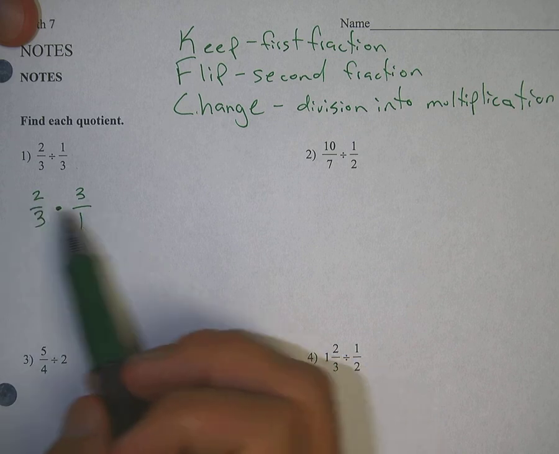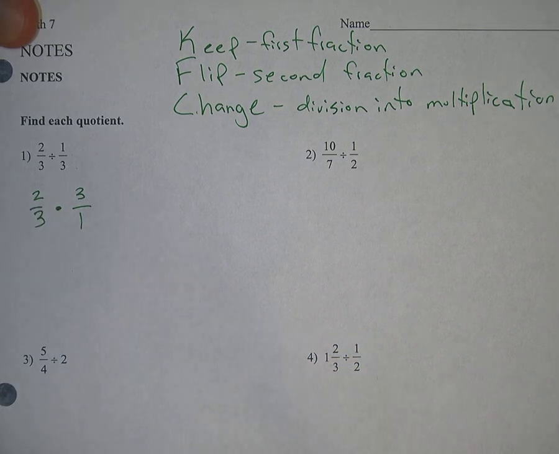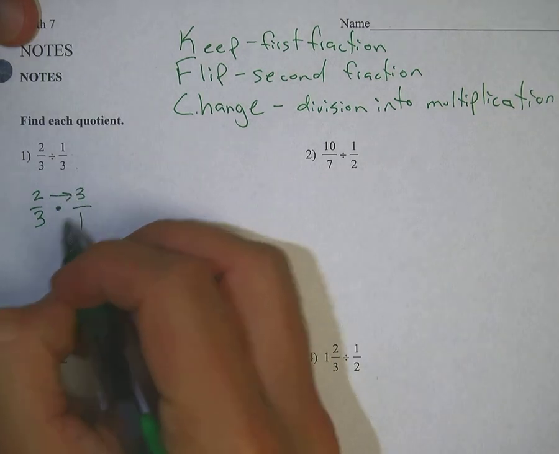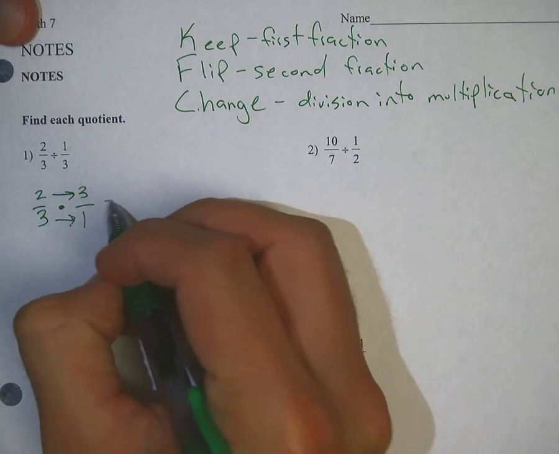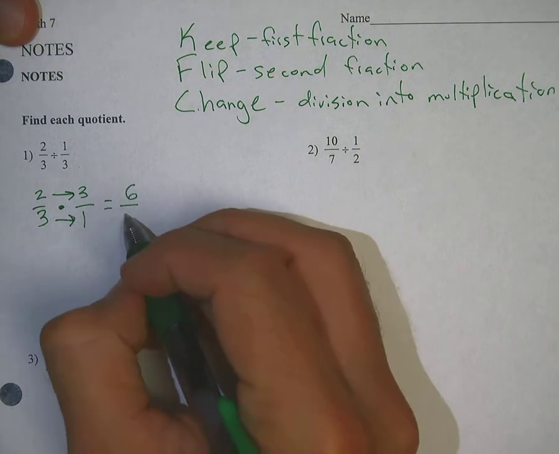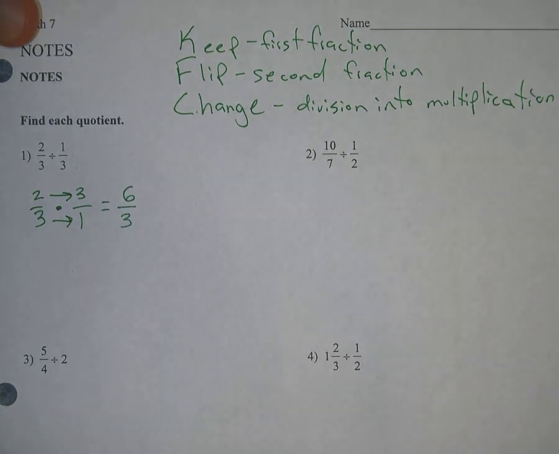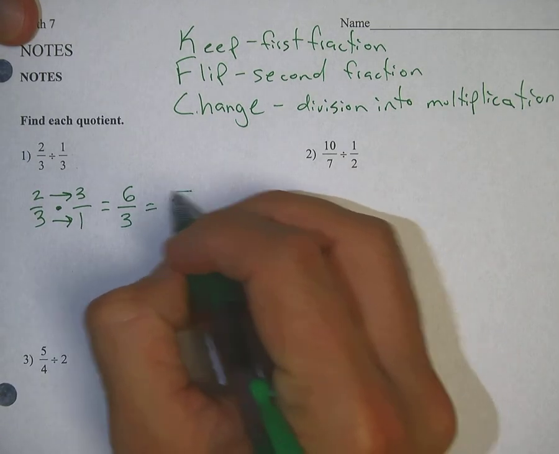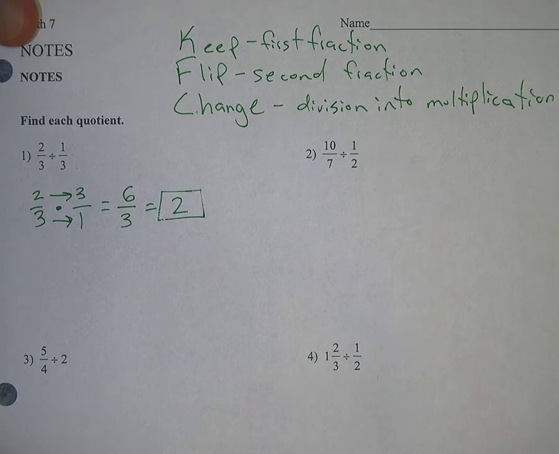So now that we've got multiplication set up, we're just going to follow the same procedures that we've been following and multiply straight across. So 2 times 3 is 6, and 3 times 1 is 3. And of course I would simplify that, and 6 over 3 is just a whole number 2.